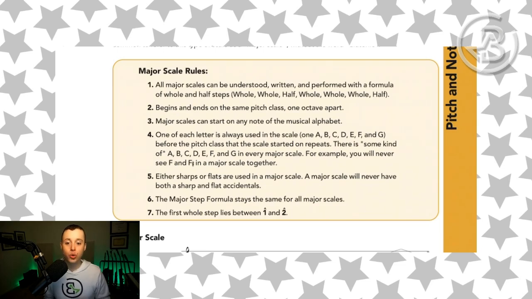So for example, you will never see an F and an F sharp in a major scale together. There's only going to be one, but there is going to be some kind of F. You're never going to have an F and an F sharp. You never have a C and a C sharp.